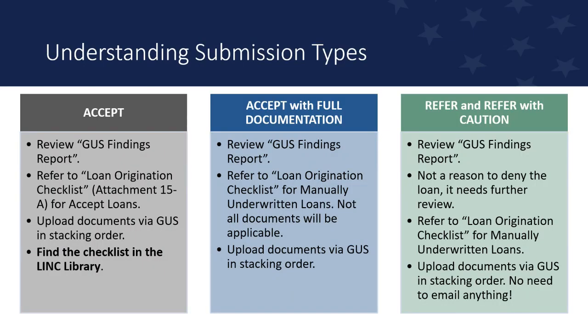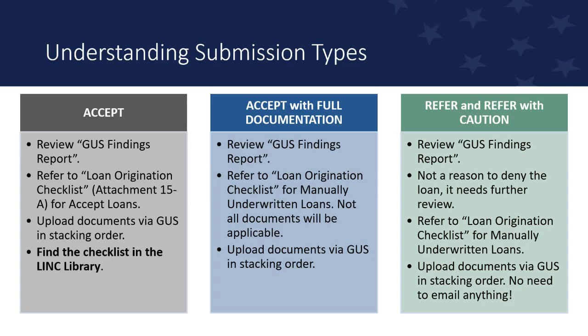Once your application is fully input or imported, you can run GUS and it will give you one of these recommendations: accept, full documentation, refer with caution. Review your findings even for a GUS accept, just to see if you have received a GUS accept with full documentation review. These are files that have been randomly selected for a data integrity review. A refer or refer with caution requires further review and will require a full document file submission.